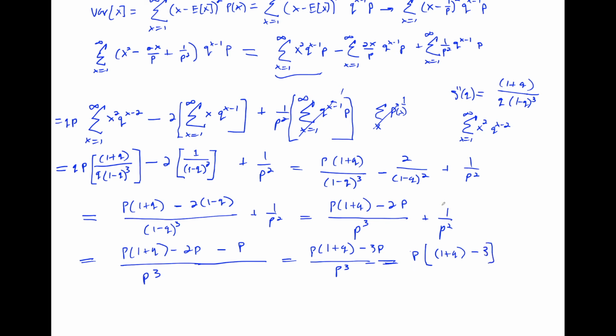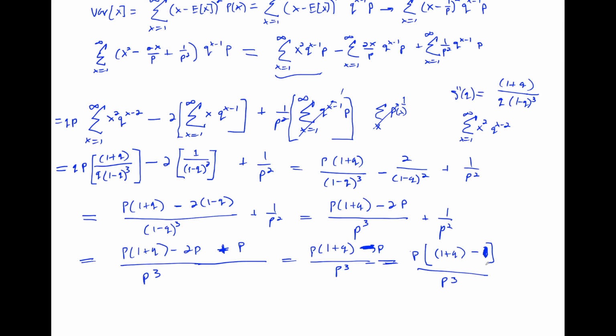Oh, you know what? There's an error. That should say plus p, and that should be minus p here. Minus p. There we go. So that's minus 1. Okay, knew there was something wrong. All right, over p cubed.